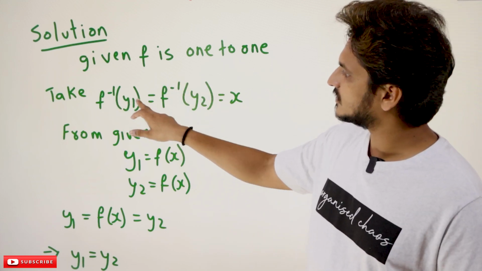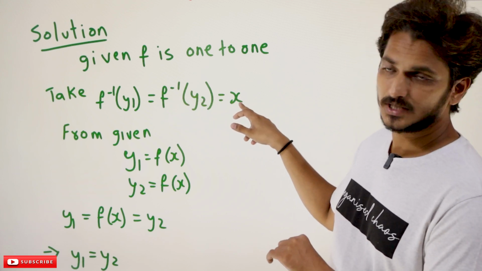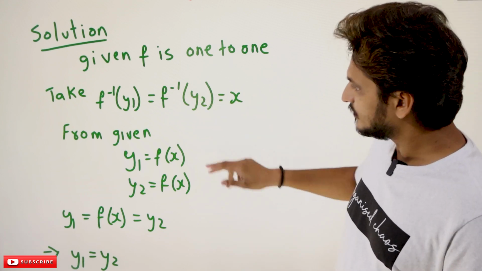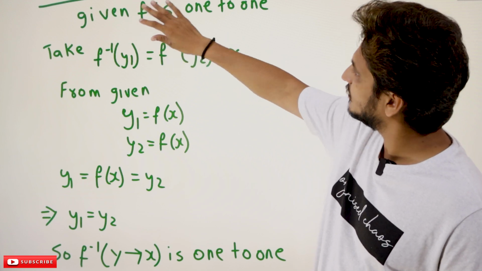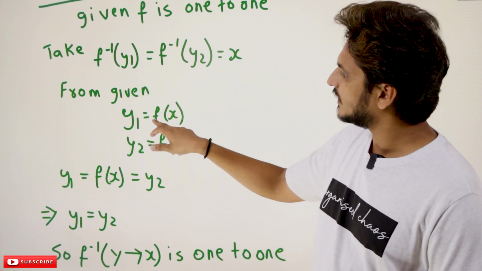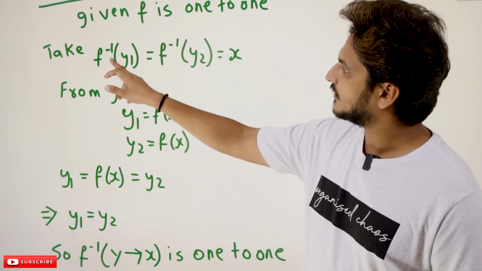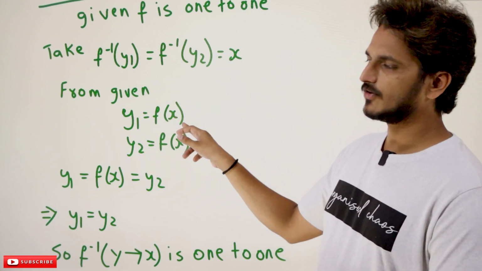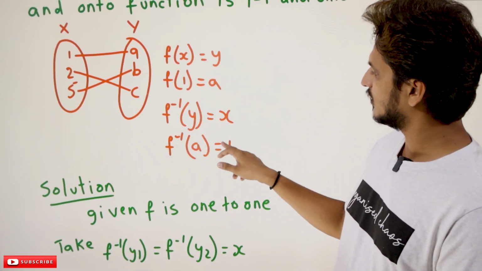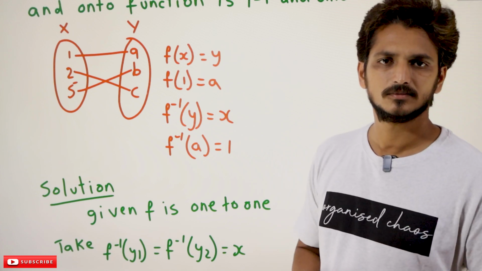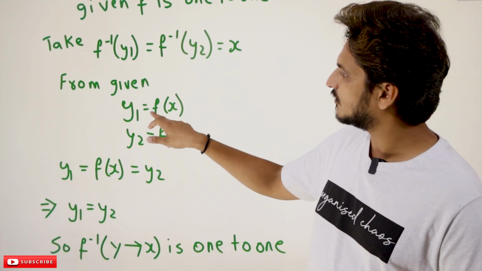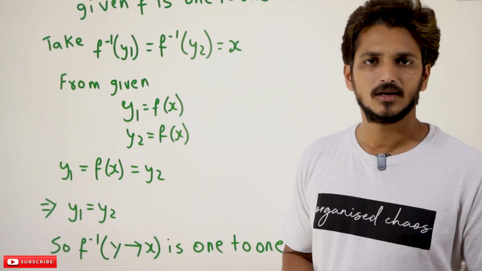So we are assuming that f inverse of y1 equal to f inverse of y2 equal to x, meaning f inverse of y1 is mapping to x, f inverse of y2 is mapping to x. From this given statement, we can write y1 is equal to f of x. f inverse of y1 is equal to x means y1 is equal to f of x. The above discussion says this: f inverse of a equal to 1 means f of 1 equal to a.